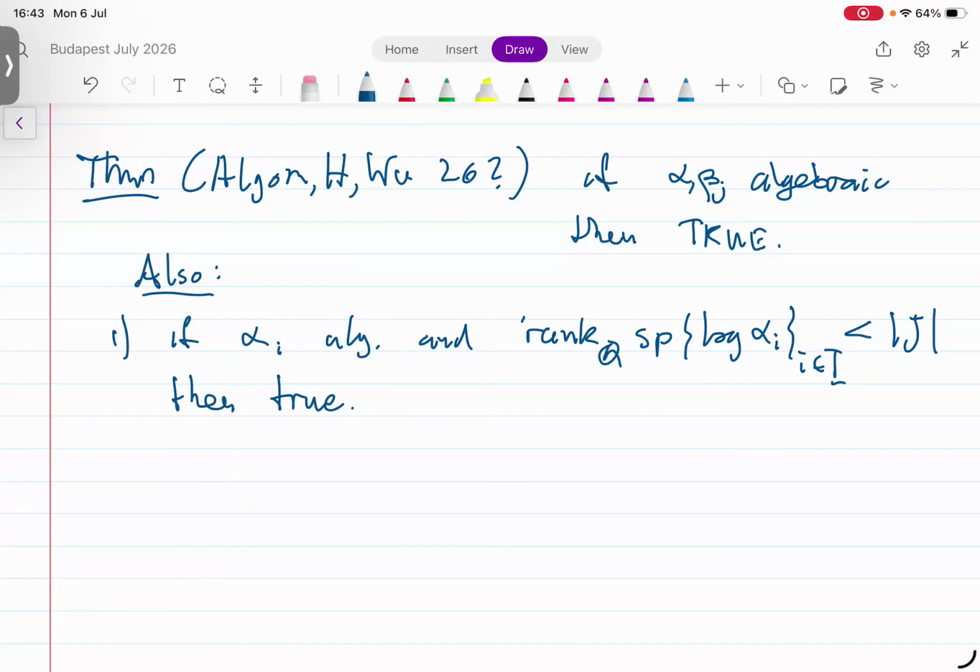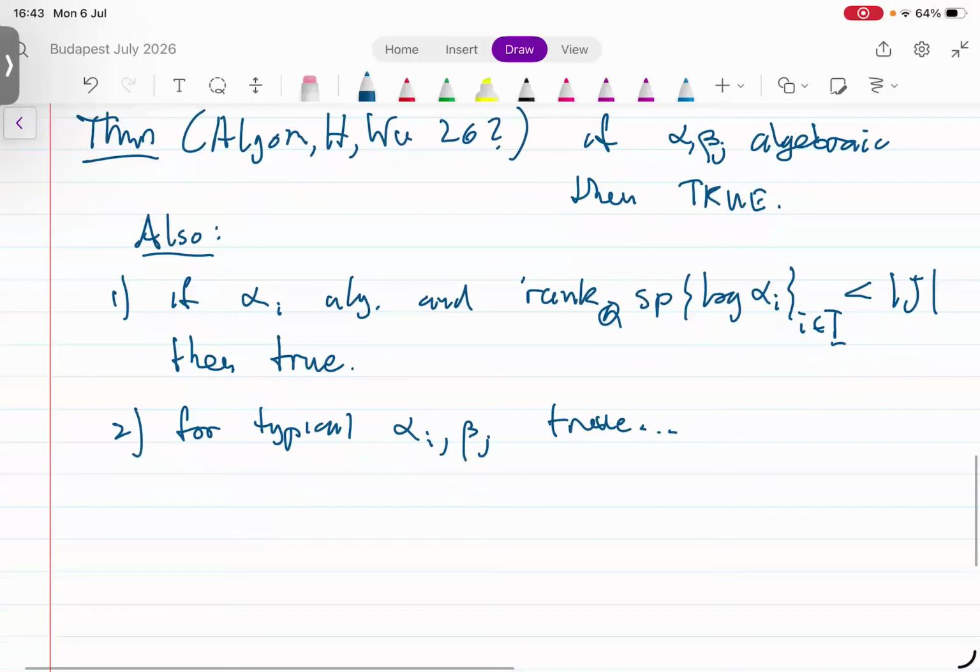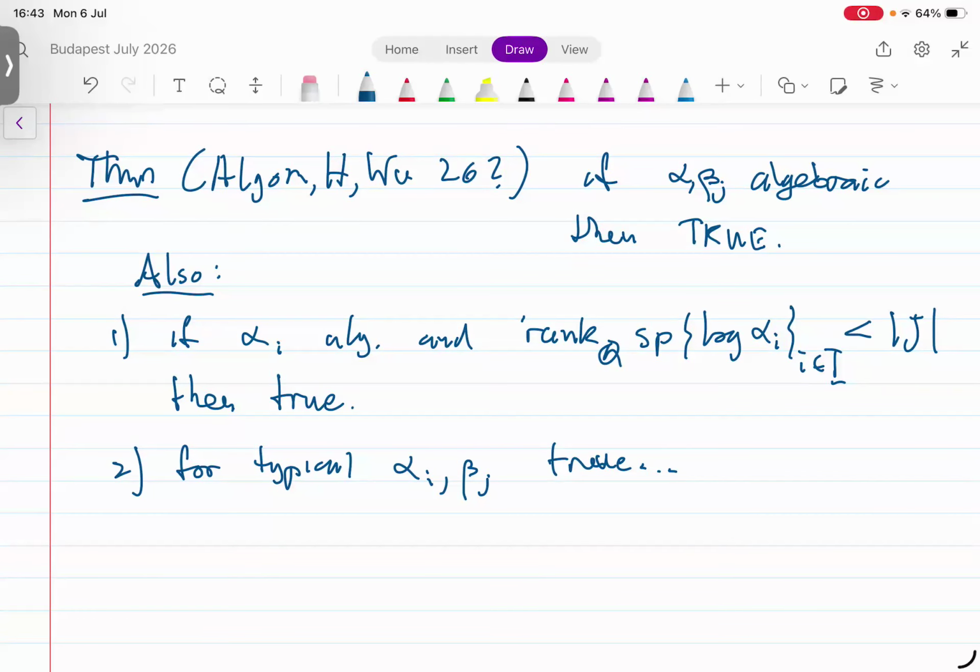That's one statement. And then we have sort of statements, maybe I won't state them exactly, but for typical alpha i's and beta j's, we can prove all sorts of things. If you fix, for instance, the beta j's, then there's a 0-dimensional set of exceptions for alpha i's. If you fix the alpha i's, there's a small dimensional, not 0, but small dimensional set of beta j's, potentially empty, but we can only prove small dimensional set of beta j's for which the conjecture is true. And such statements. I won't go into details about that. Okay, so that's the statement.